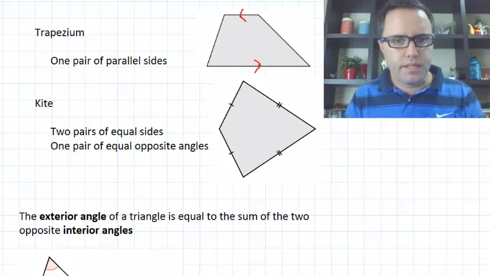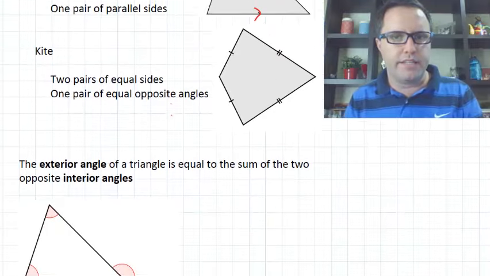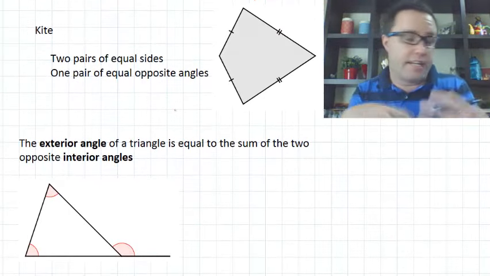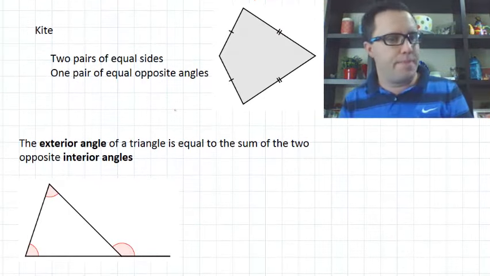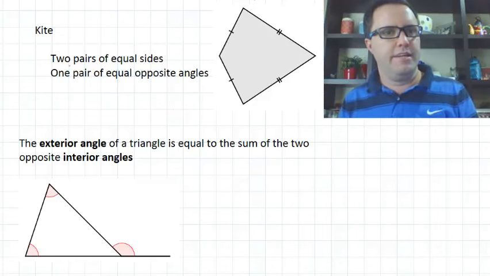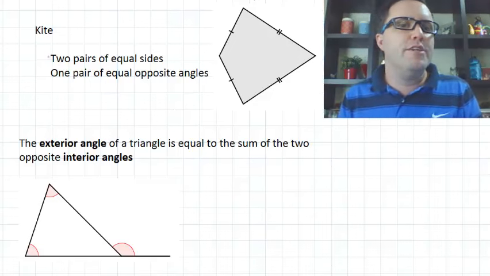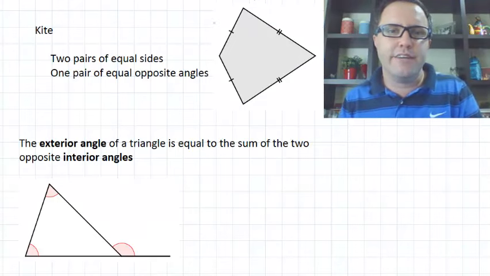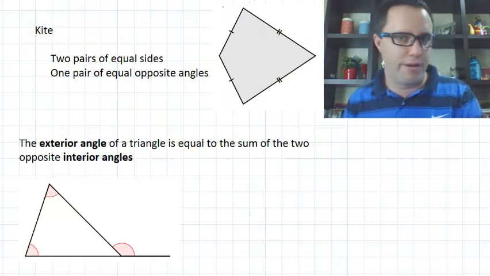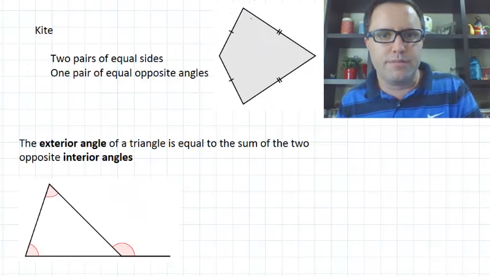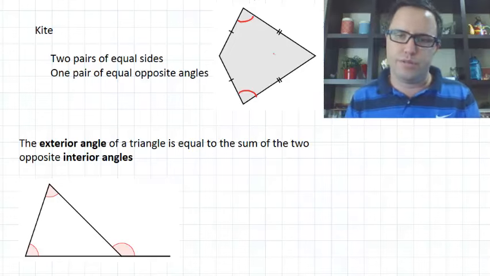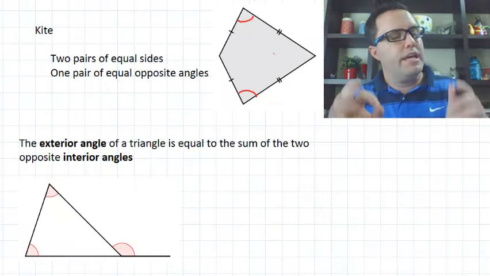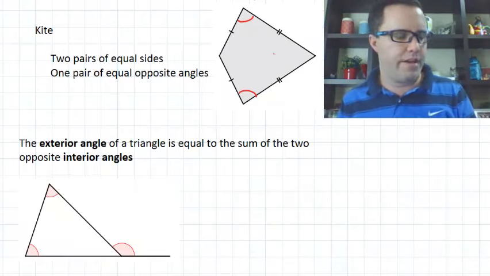Now, the last one that you need to worry about is a kite. It's a shape that looks exactly like a kite that you would fly in the sky. So it has two pairs of equal sides, these ones here are equal and these ones here, and one pair of equal opposite angles. So this one is equal to this one. The other ones aren't equal at all. So kites are a little bit special. You need to be careful with them.